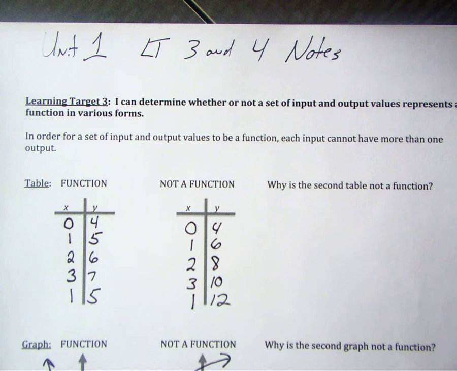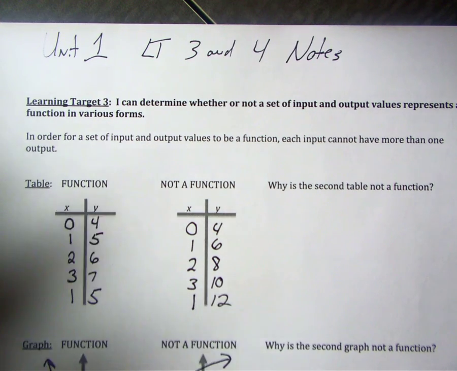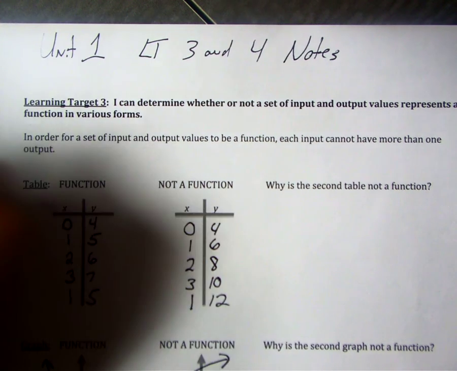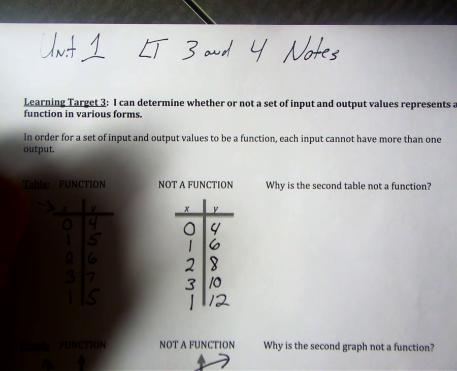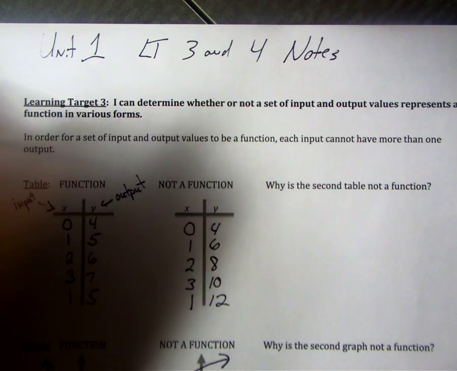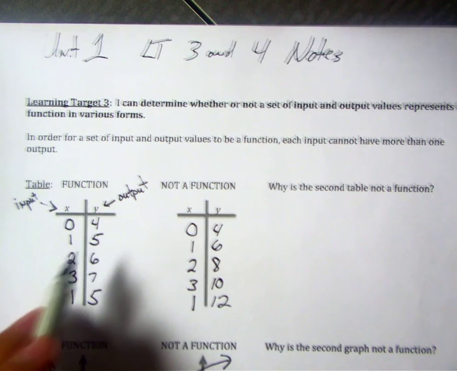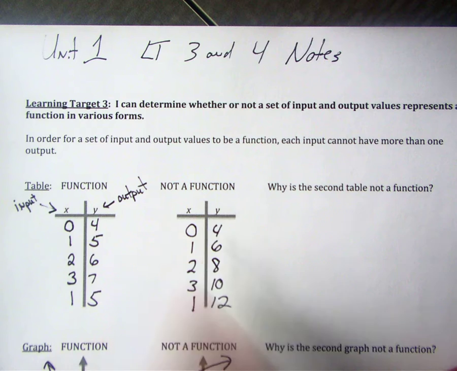Alright, if you want to pause it right here and copy these tables down, and then when you're ready, play it again and we'll talk about them. Okay, so this one right here, this is our input, and this is our output. So our X is our input, and our Y is our output. And you can say the same thing for this situation over here. X is our input, and Y is our output.